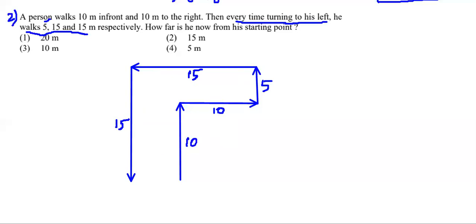I hope now you are able to clearly understand the question. So let's just begin from the starting. A person who is going to walk 10 meters to the front. Then he takes a right 10 meter. Then 3 times left. First time left 5 meter. Second time left 15 meter. Third time left 15 meter. This is all we have in the question. Now the question says, we need to find how far is the person now from his starting point.